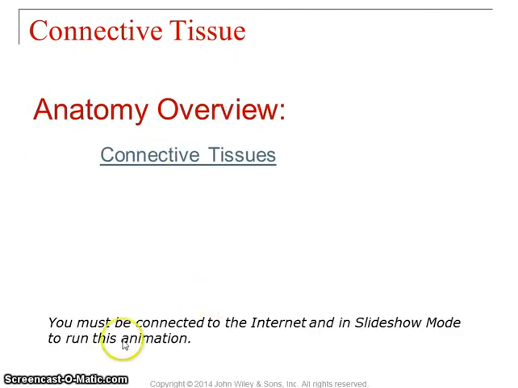Okay, so the last slide for connective tissue is an overview animation that you can run. Think about the types of connective tissue we went through, go over them again. Look at all the different features of each, where they're located.